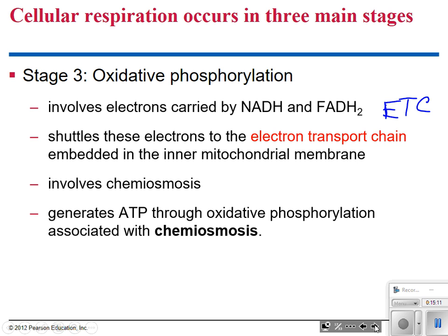Okay. And just like I said there, maybe I got a teensy bit ahead of myself, the oxidative phosphorylation, this stage 3, generates ATP associated with the chemiosmosis. Okay? So, it generates ATP through oxidative phosphorylation associated with chemiosmosis. Now, that whole process is a very detailed process, folks. We're not going to get into the whole mechanics of chemiosmosis and oxidative phosphorylation. We're going to worry more about the amount of ATP that can be produced.